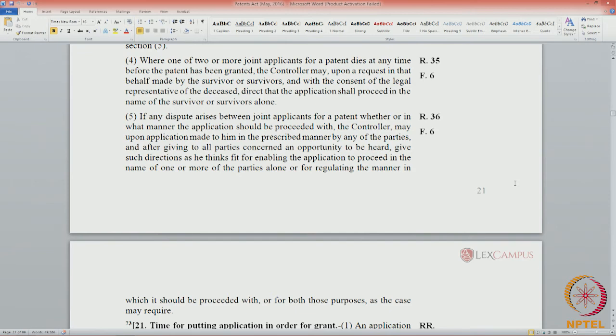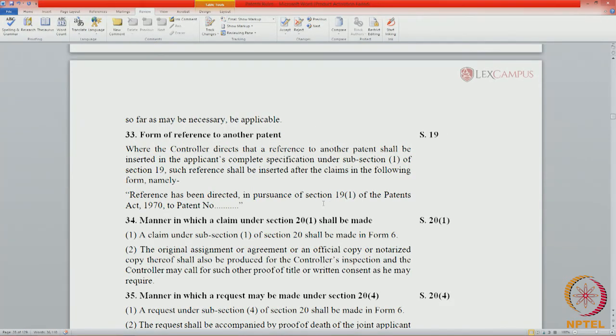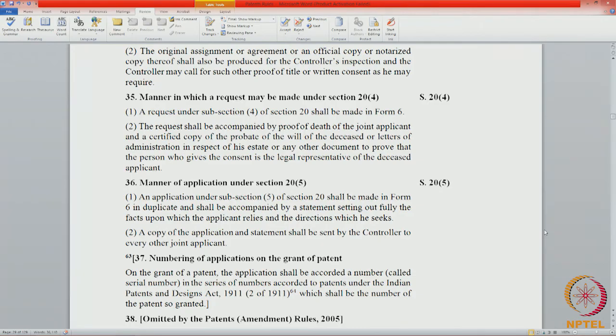Now, let us look at the corresponding rules. Rule 34, manner in which a request may be made under section 24. Rule 35(1) says it shall be made in Form 6, and 35(2) says that a request shall be accompanied by proof of death of the joint applicant and a certified copy of the probate of the will of the deceased, or letters of administration in respect of his estate, or any other document to prove that the person who gives consent is the legal representative of the deceased applicant.